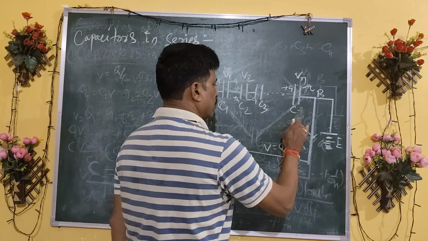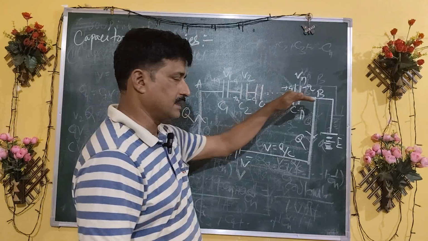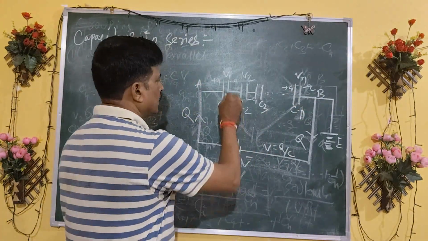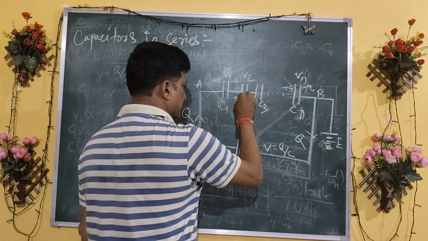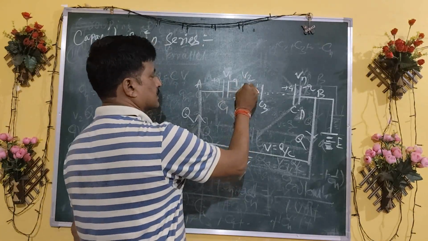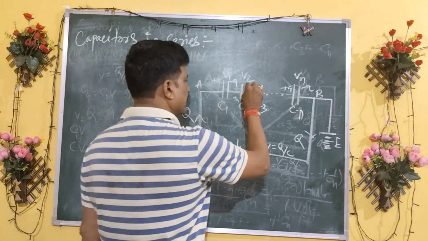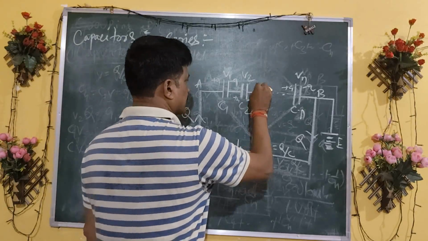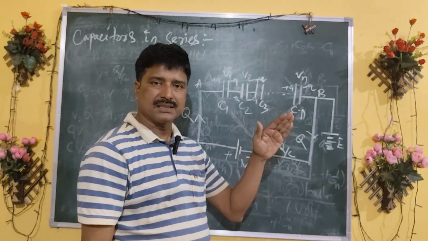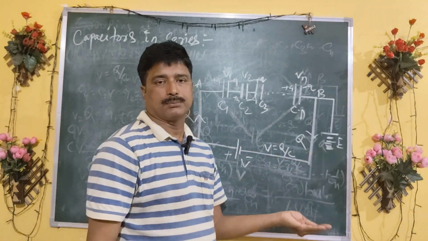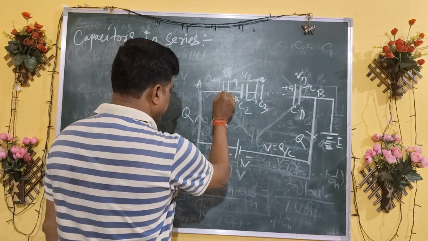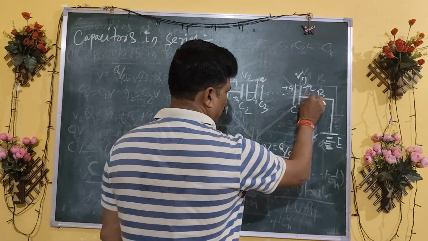Here there are n number of capacitors connected in series. How can we say these are in series? If one end of one capacitor is connected to the other end of another capacitor, that means the negative plate of one capacitor is connected to the positive plate of another capacitor. That means one end of one capacitor is connected with the other end of another capacitor. In a series, we are looking here, one plate is left and here one plate is left.